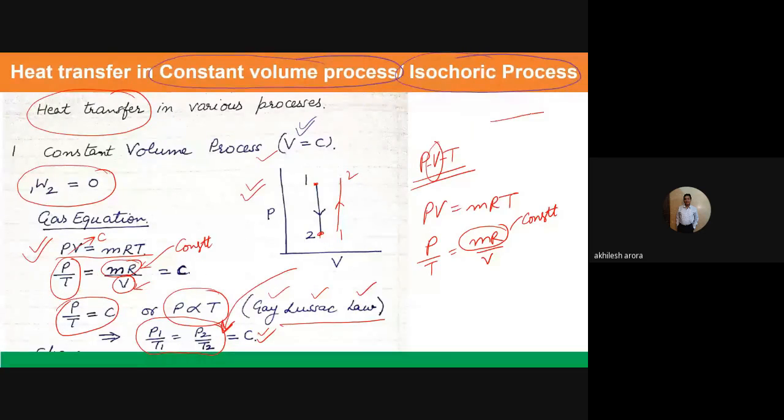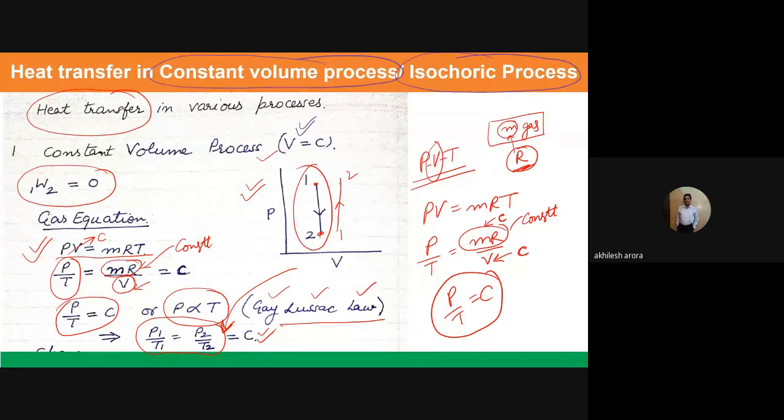M into R is constant for every gas. Suppose I take this as the system, there is a particular mass of this gas, and for this gas we have a characteristic gas constant R. So if the mass of the gas is constant, then R also has a particular value. So M into R will be a constant, and during the process of constant volume, V is also going to remain constant. So it's a constant divided by a constant, so I can always say that P by T is equal to constant. This is the PVT relationship in a constant volume process, and I can extend this to the process 1 to 2 and write P1 by T1 is equal to P2 by T2.